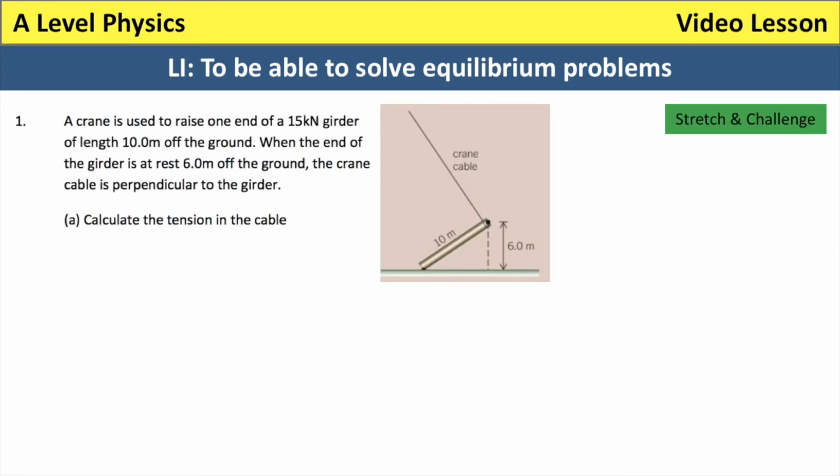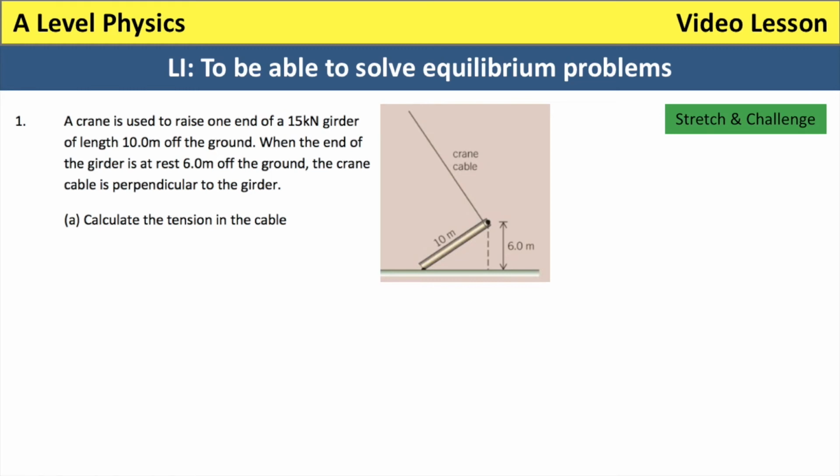Stretch and challenge questions. A crane is used to raise one end of a 15 kilonewton girder of length 10 metres off the ground. When the end of the girder is at rest 6 metres off the ground, the crane cable is perpendicular to the girder, and we've been asked to calculate the tension in the cable. Now, this is actually a moments problem.